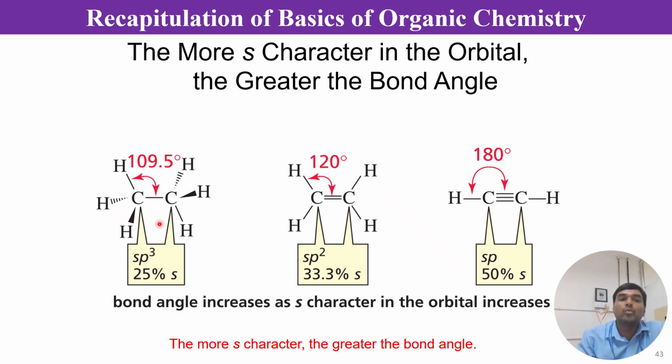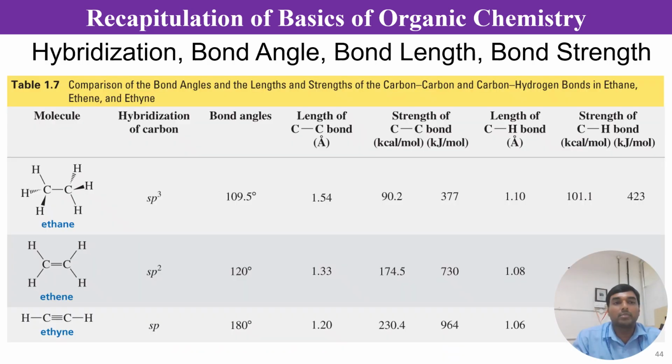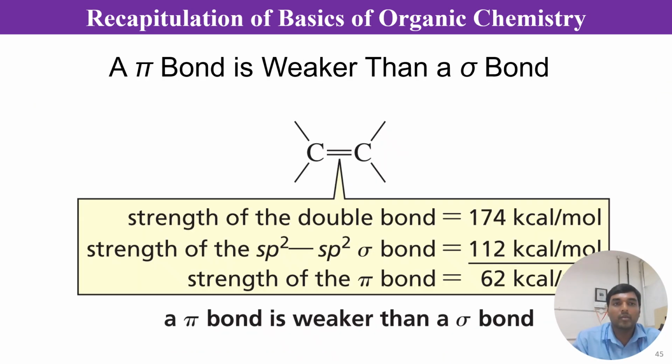Similarly, when you go for less s character, there will be less bond angle, and with more s character, more bond angle. So the more s character, the greater the bond angle. That kind of relationship is observed.